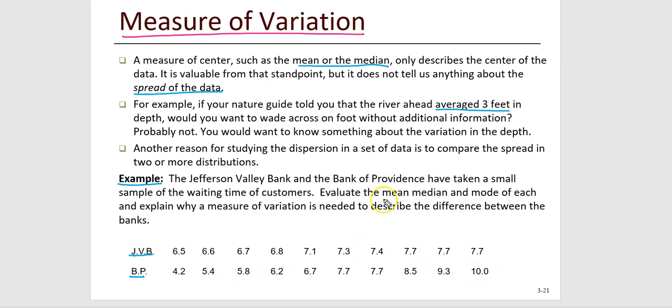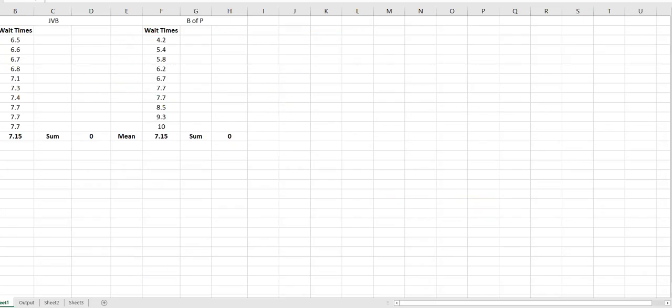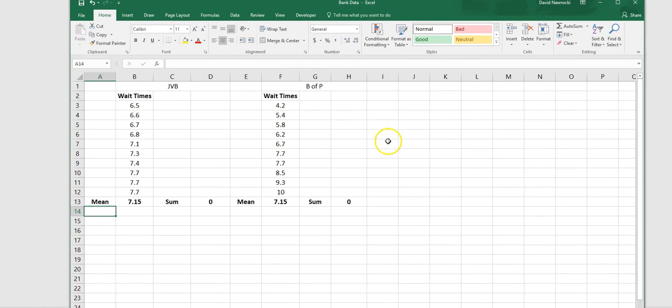Now, for these 2 data sets, let's evaluate the mean, median, and mode for each set, and that'll give us an understanding of why we really need a measure of variation to properly describe these data sets. So, jumping to Excel. Here we have the waiting time for each bank listed in a spreadsheet. Here are the waiting times for the Jefferson Valley Bank, and here are the waiting times for the Bank of Providence.